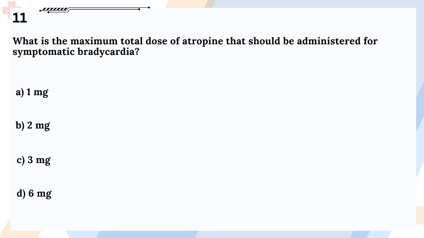Question 11. What is the maximum total dose of atropine that should be administered for symptomatic bradycardia? A. 1 mg. B. 2 mg. C. 3 mg. D. 6 mg.